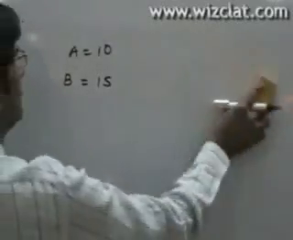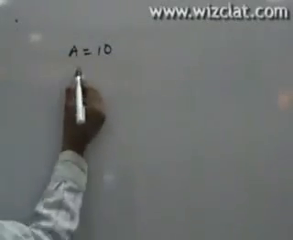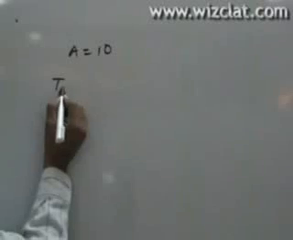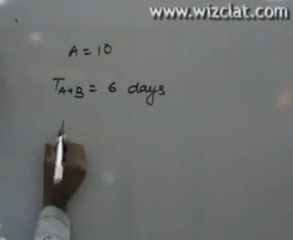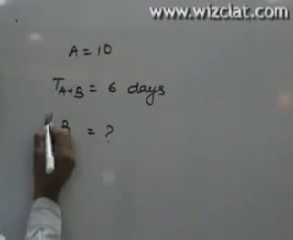What if the question is like this? A can do a piece of work in 10 days, and A plus B together can do it in 6 days. So how long will B take alone to do the work?